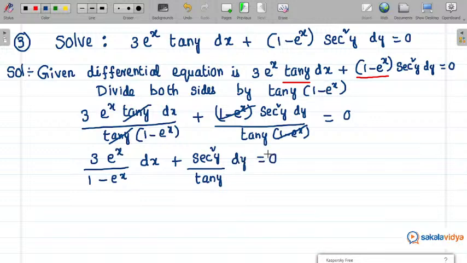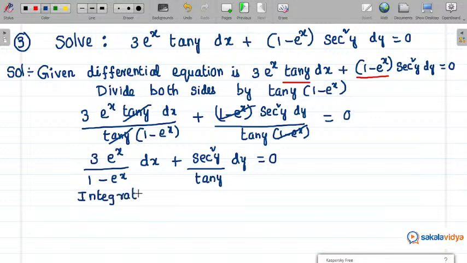So now the variables have been separated, and only one thing is left, that is integrating on both sides. So let us integrate. So integrating on both sides.